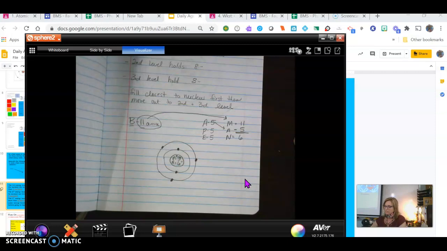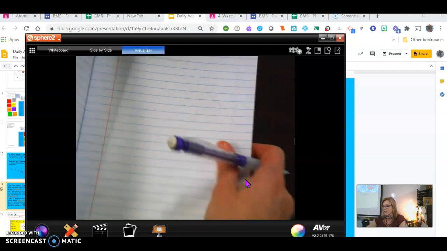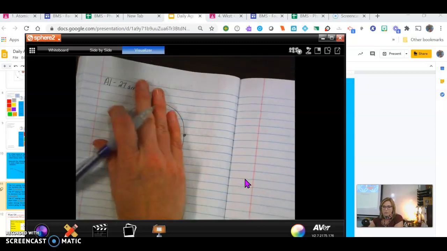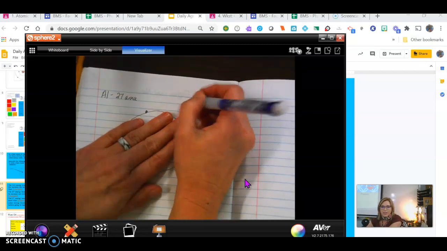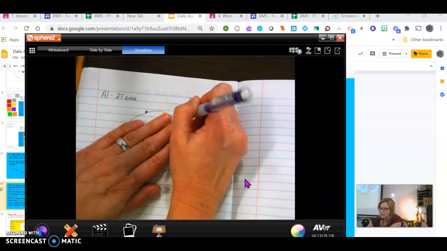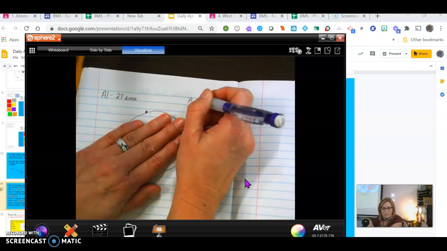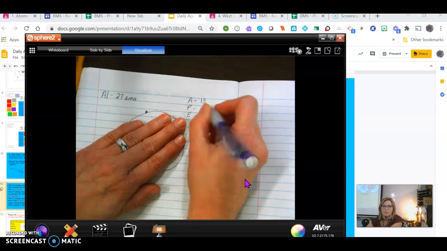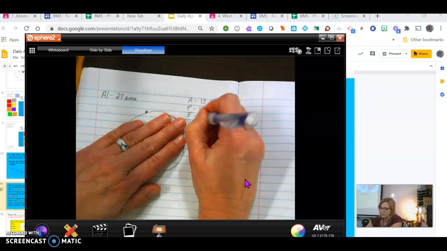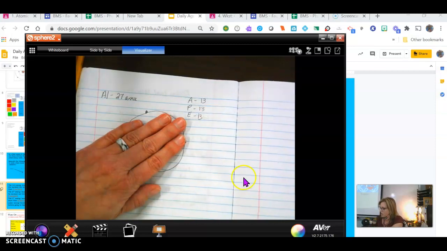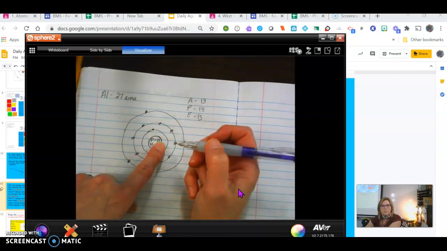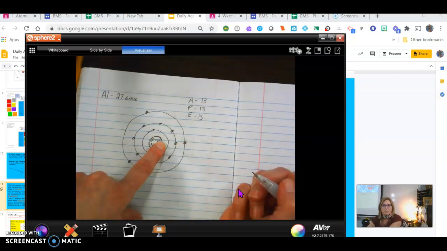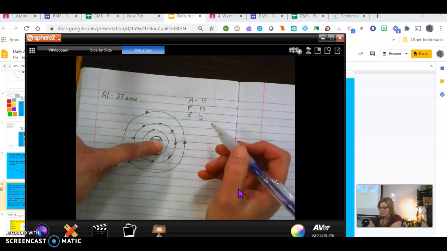The next one we drew in class together is aluminum. So if you go find aluminum, we're going to use a mass of 27 AMU. If I use APE, aluminum is atomic number 13. So that means there's going to be 13 protons and 13 electrons. So you can go ahead, draw your nucleus, and put 13 protons in there. We'll talk about the neutrons in just a little bit.